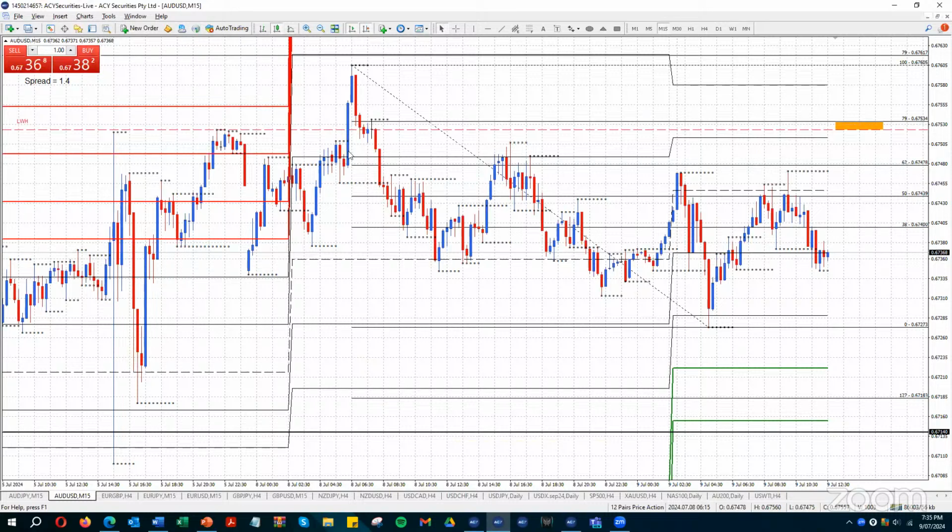You can see here there was a bit of manipulation above last week's high, and then we came right back below. So that's been keenly watched up there at the moment by the sellers.